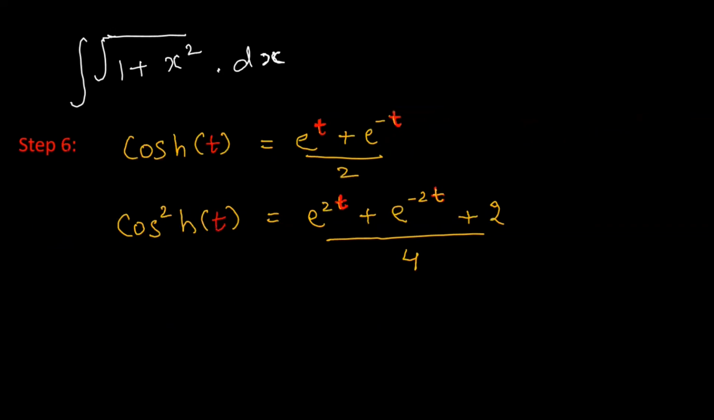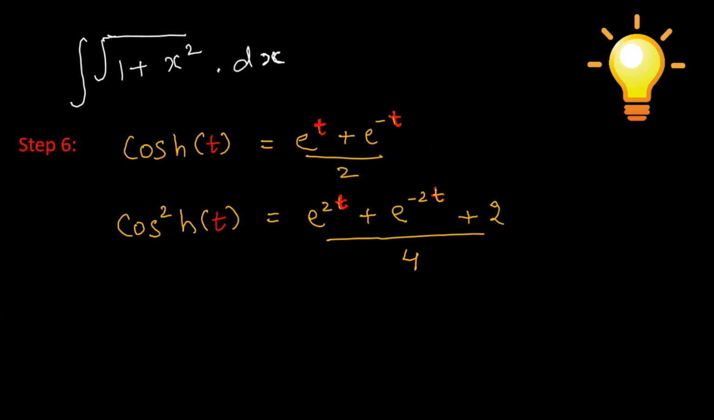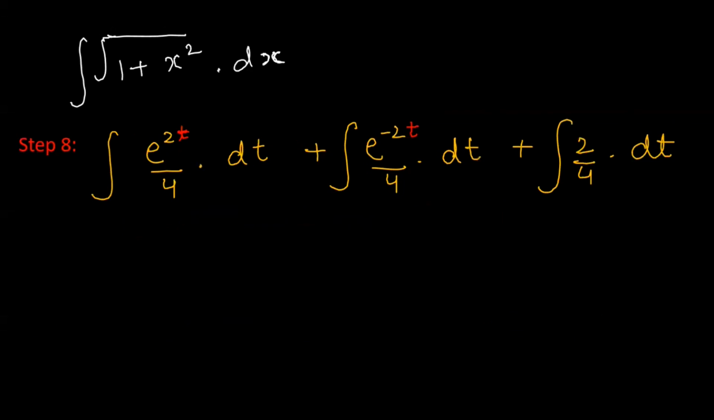So let's substitute the hyperbolic function by the exponential function. If I square both sides, this will look like this. We are using the formula of (a plus b) whole square. Here I'm replacing the cosh function in terms of exponentials, and we're going to put this into the integration. That's step 7, and after that we're going to break these functions into different integrals. This is how it's going to look.